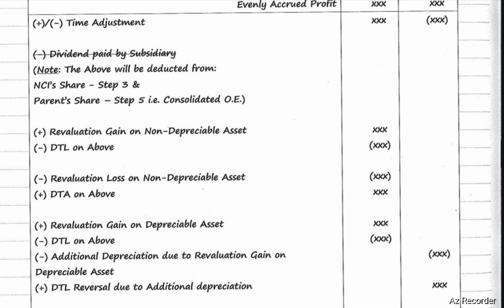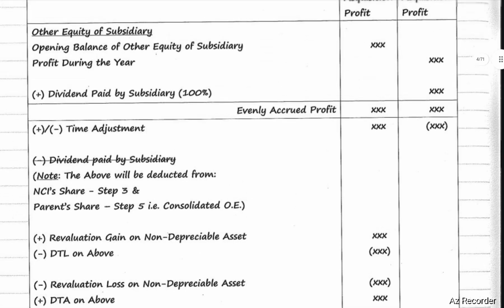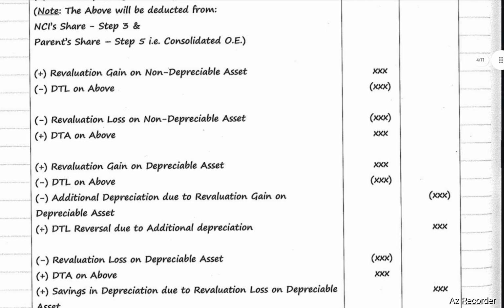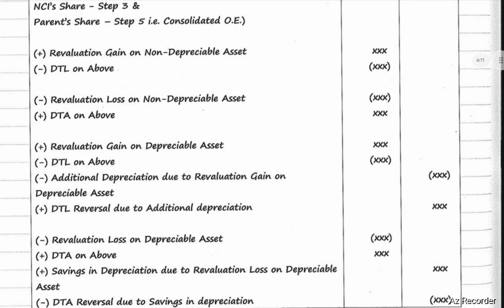Add revaluation gain on depreciable asset. It will be considered under pre-acquisition profit column, minus deferred tax liability on revaluation gain on depreciable asset, minus additional depreciation due to revaluation gain on depreciable asset. It will be considered under post-acquisition profit column. We will minus it, plus deferred tax liability reversal due to additional depreciation.